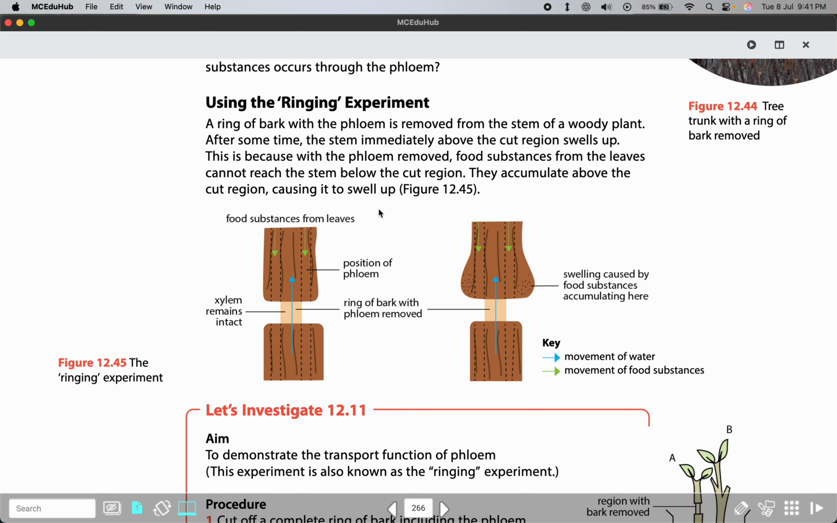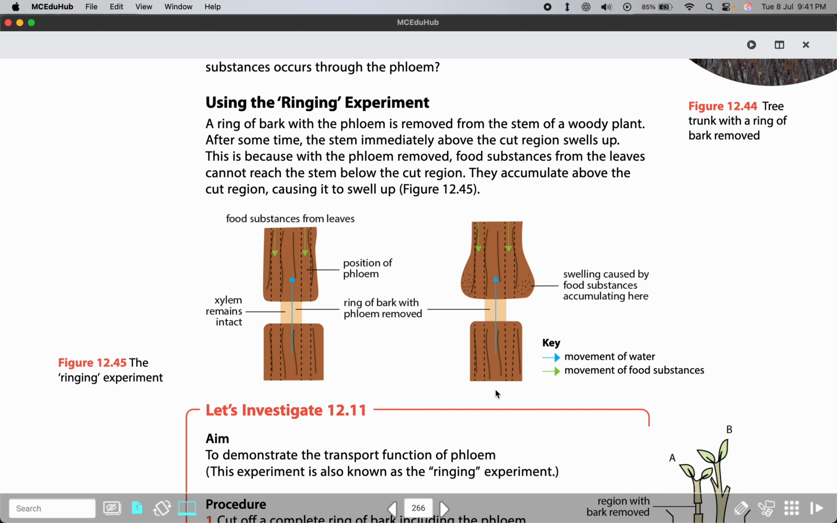It actually can look quite drastic. It can be really big, like a few centimeters in its width. But what about water? Would water be able to move up from the roots towards the leaf? And the answer is yes, because even though the ring of bark with phloem is removed, the xylem actually remains intact.